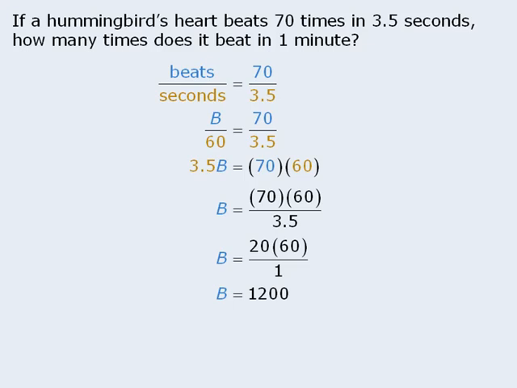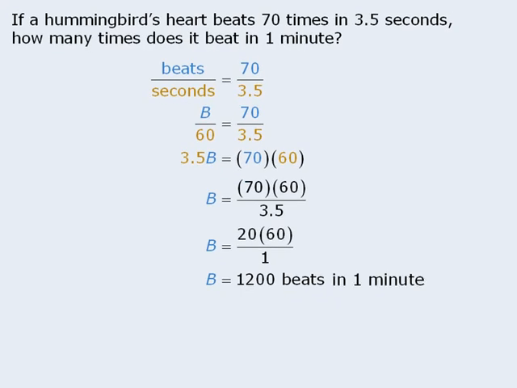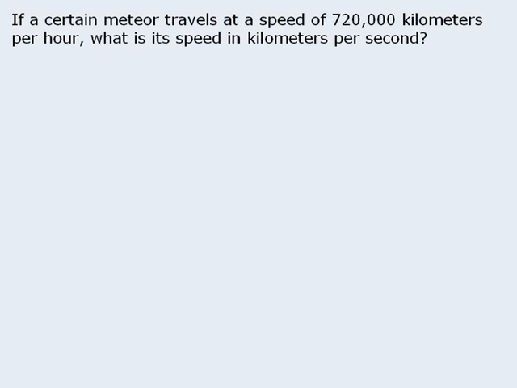Since b represents the number of beats, we know that the bird's heart beats 1200 times in 60 seconds. Another way to say this is that it beats 1200 times in 1 minute. Okay, here's another question to consider.